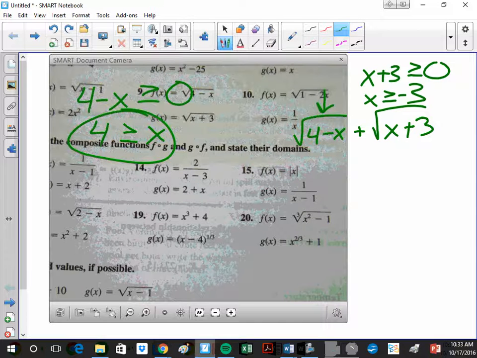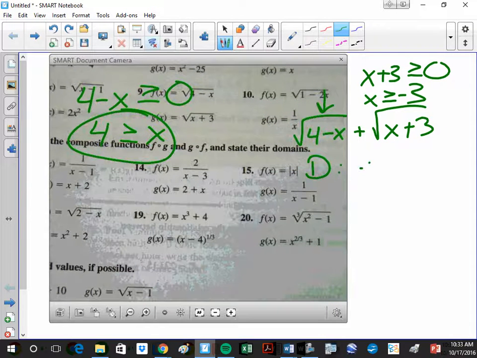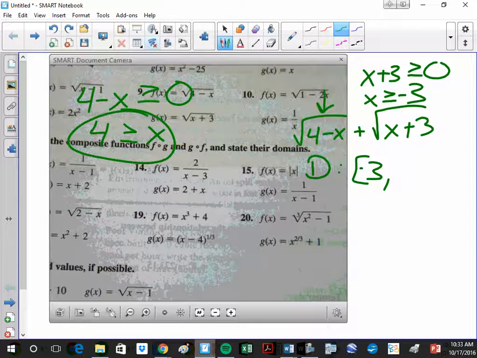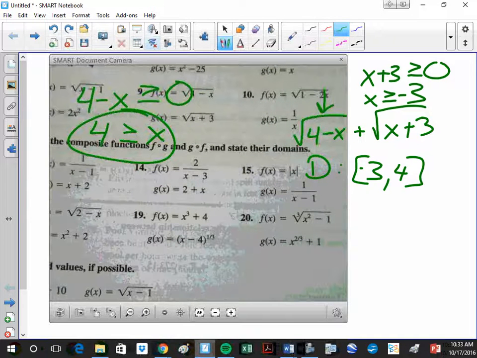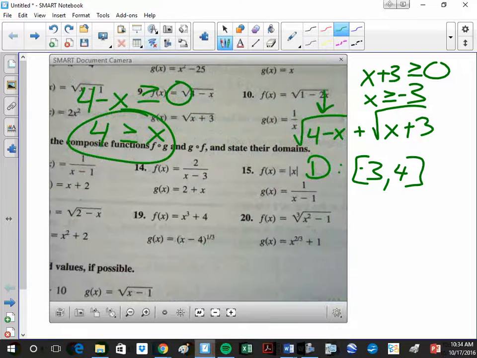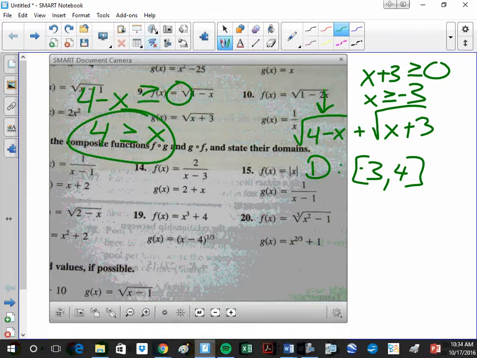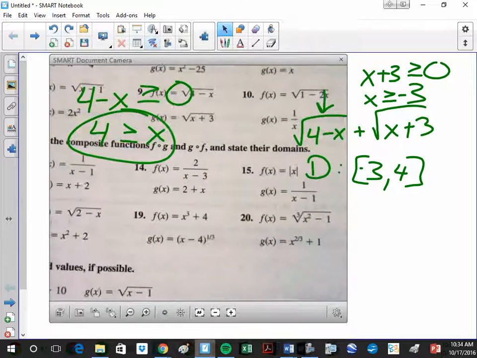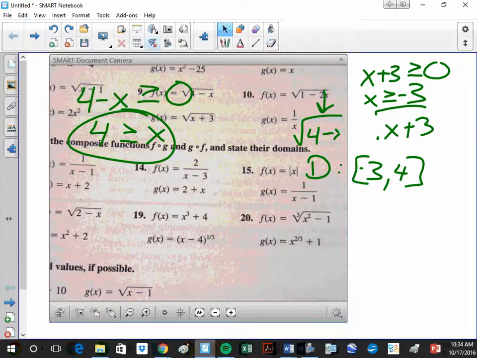So together, the domain would be negative 3 with a bracket. So the domain of the addition function is from negative 3 to 4. Everything in between those two values, including those two values, works in both sides. Okay? The subtraction one is really tough. There it is.